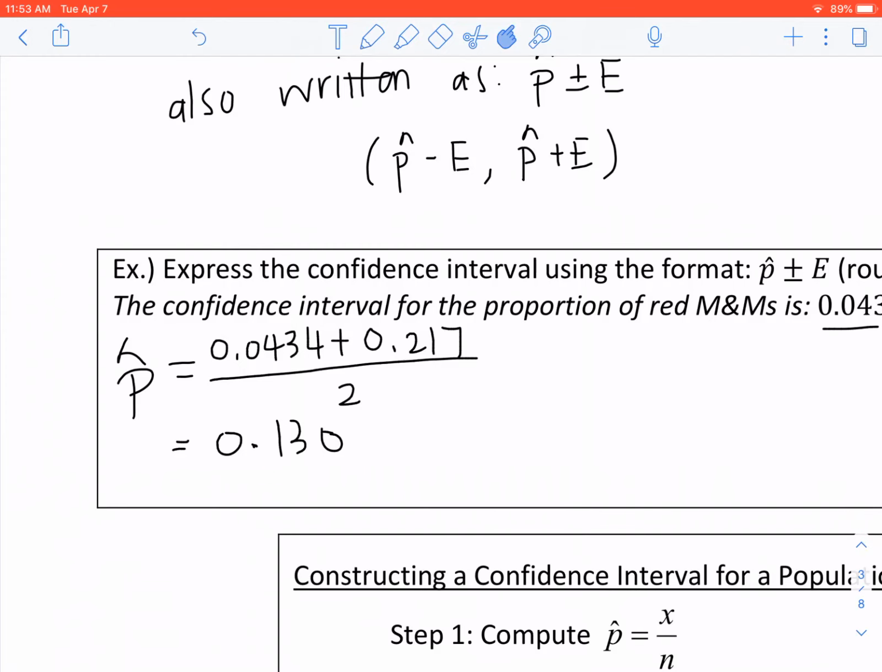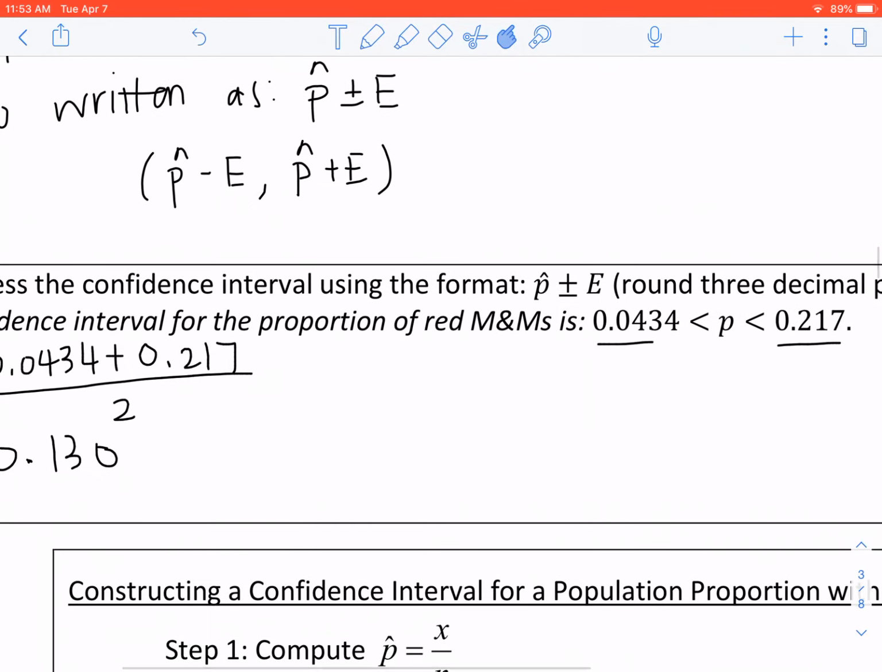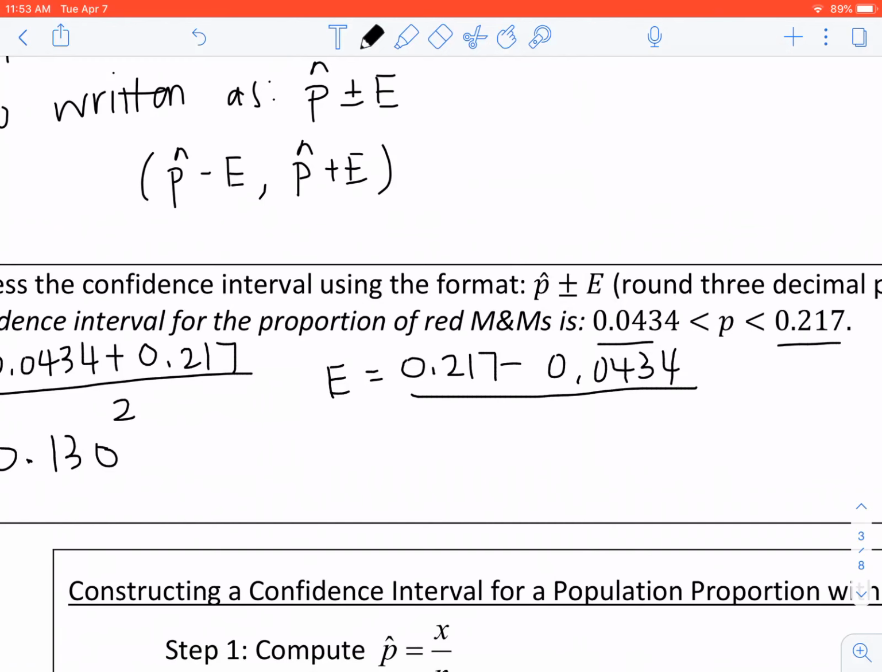The next thing that we need to calculate is E. So in order to calculate our margin of error, we are going to subtract. It's always going to be the larger one, our upper bound, which is 0.217, minus our lower bound, which is 0.0434, and again dividing by 2. And our margin of error works out to being 0.087.